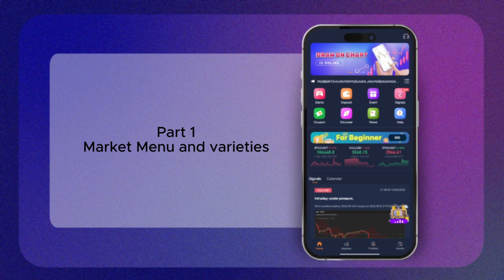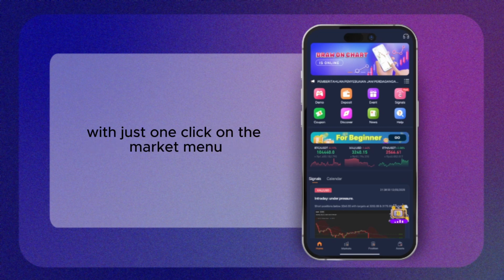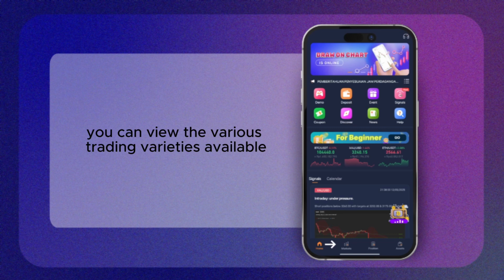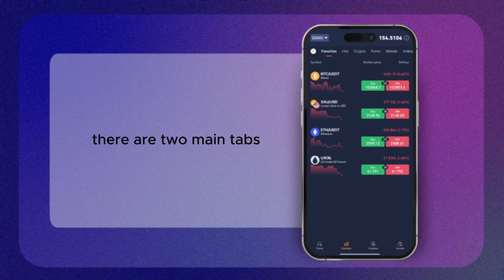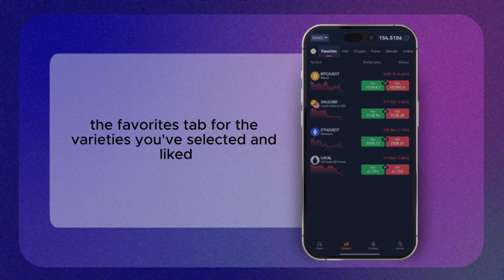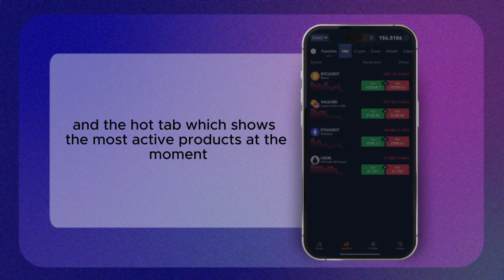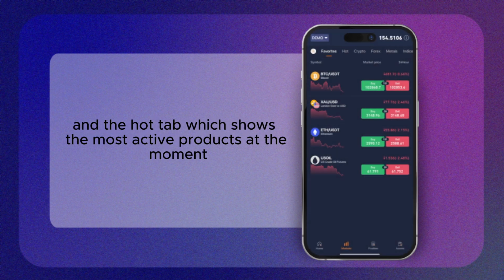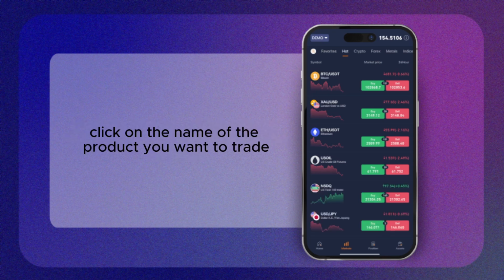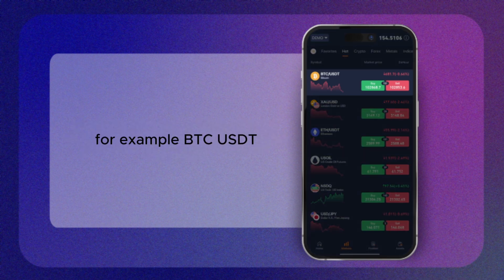Part 1. Market Menu and Varieties. With just one click on the Market menu, you can view the various trading varieties available. There are two main tabs. The Favorites tab, for the varieties you've selected and liked, and the Hot tab, which shows the most active products at the moment. Click on the name of the product you want to trade, for example, BTC USDT.